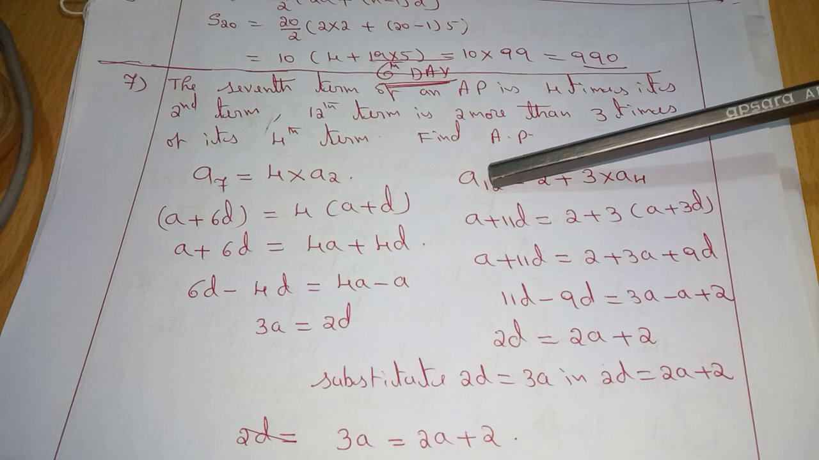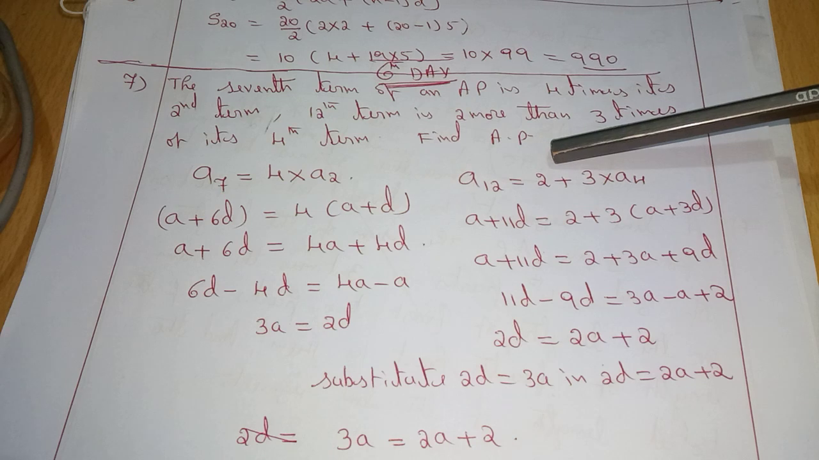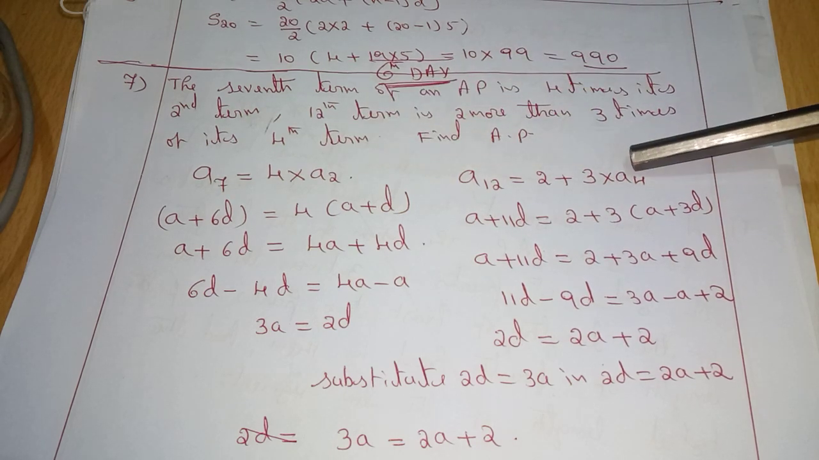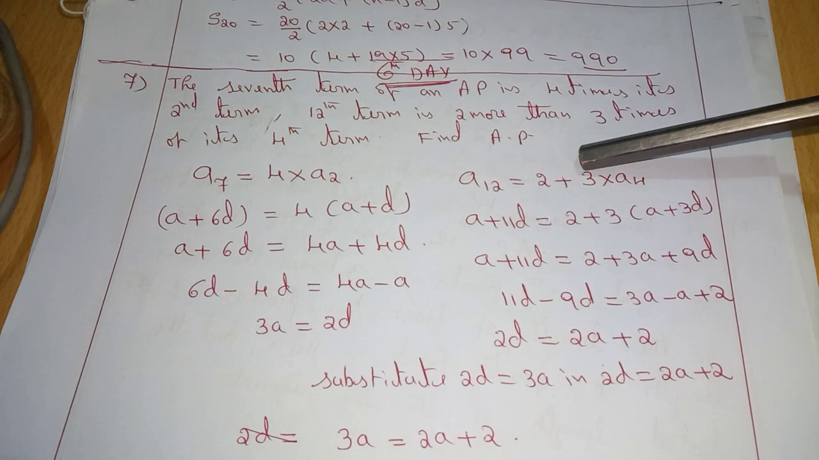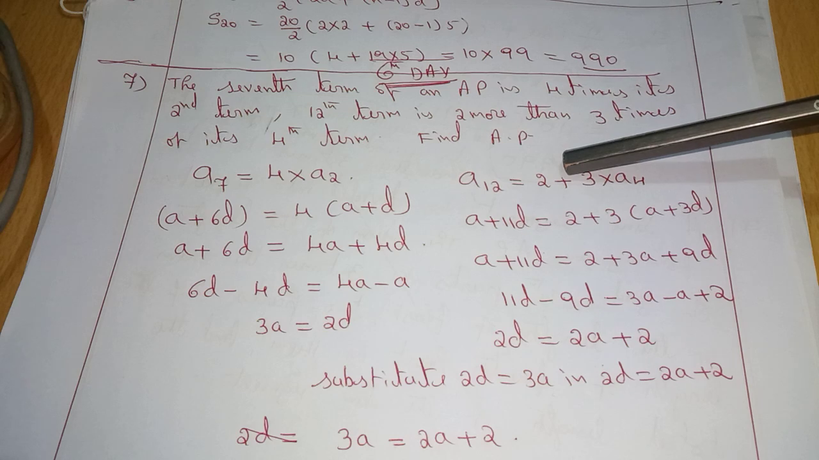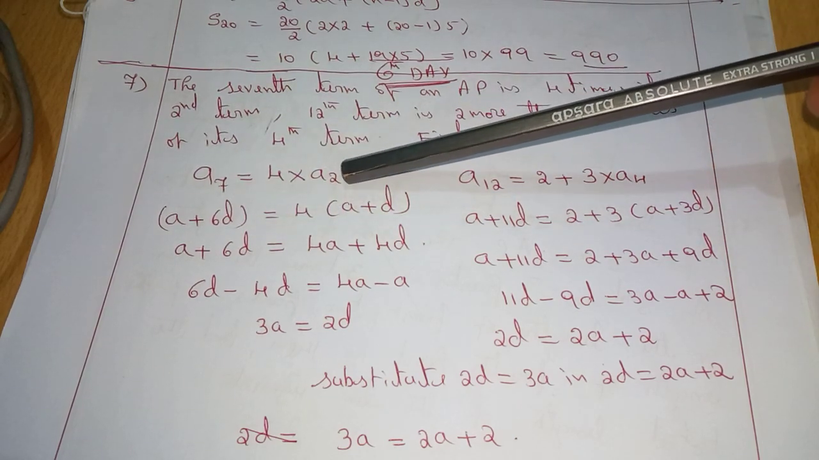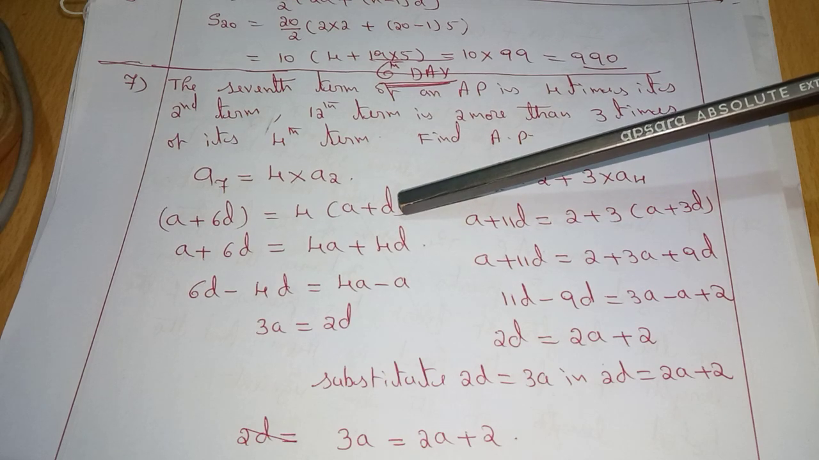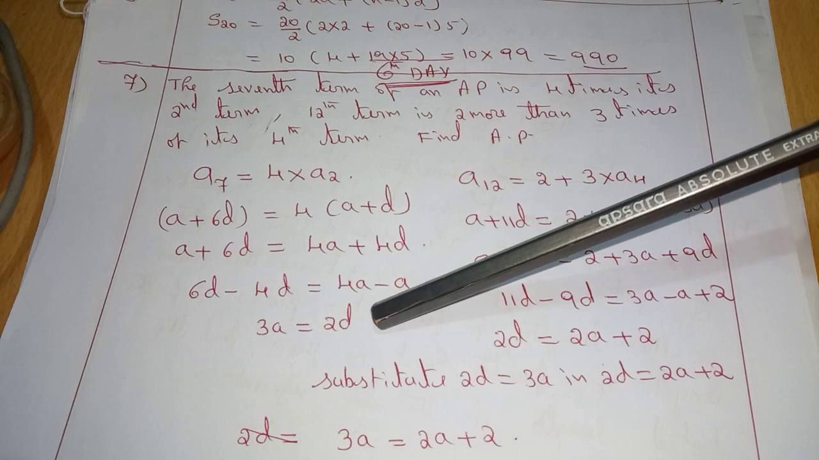Similarly, 12th term is written as A12. 2 more means you have to add 2. 2 plus 3 times the fourth term means 3 into A4. Once you are able to identify the relation between the terms and express it in the form of an equation, half your work is completed. Then replace 7th term by a plus 6d, second term by a plus d. When you simplify, we will get 3a is equal to 2d.